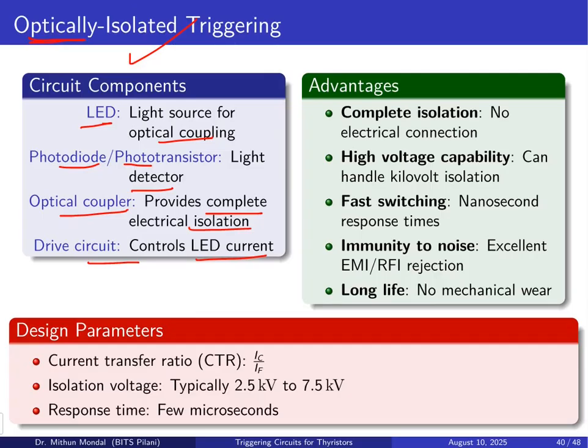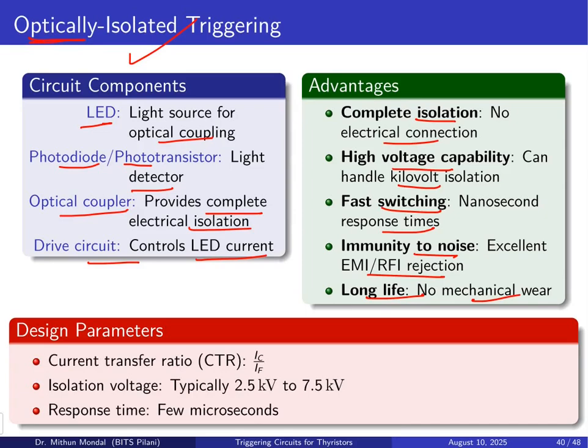For advantages, it again has complete isolation, because there is no electrical connection. High voltage capability is there, and it can handle voltages in the kilovolt range. Fast switching is possible, with nanosecond response time. There is immunity to noise, because it is excellent against EMI or RFI injection, and it has a longer life because there is no mechanical system to wear and tear.